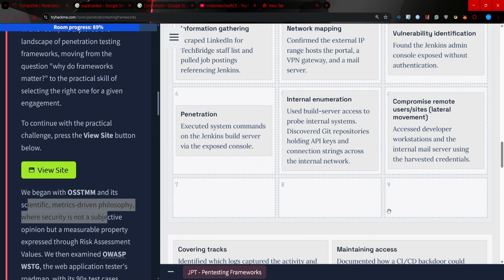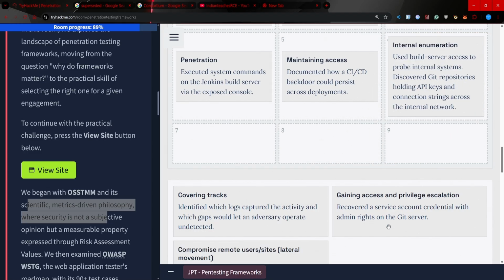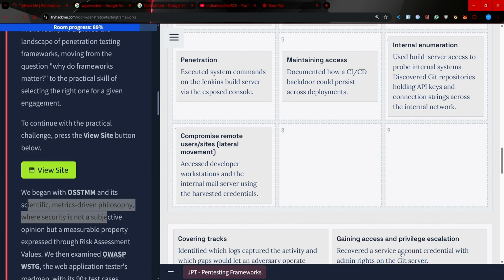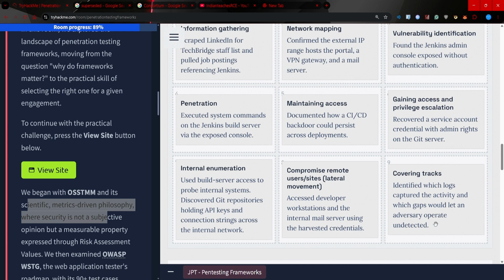If I am the hacker, I would actually do this, and then this, and then this. Okay, I have penetrated, then I will maintain access at whatever my privileges are. After I know I have my access and my backdoor, I will try to gain access and escalate my privilege, and then maintain that access again just to be secure. Then I would do internal enumeration, then move laterally, and then cover the tracks.